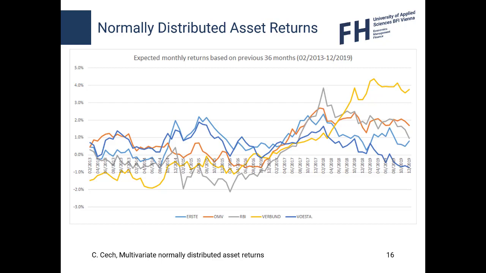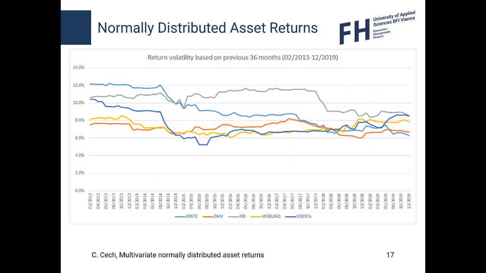Now let's look at the estimates for the volatility. Also here we see they vary between the different assets and they vary over time. Interestingly, we see that Verbund had only a medium volatility, and this is contrasted by voestalpine with the low expected return and the high risk parameter volatility.